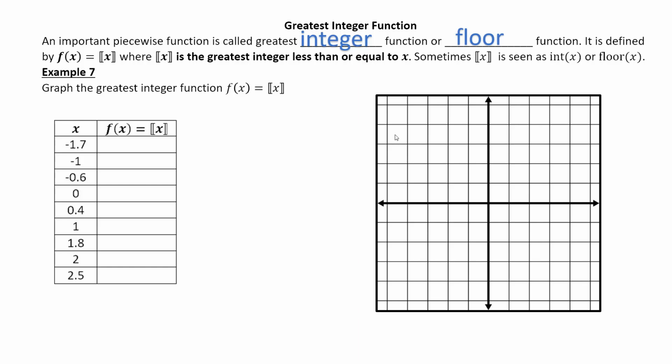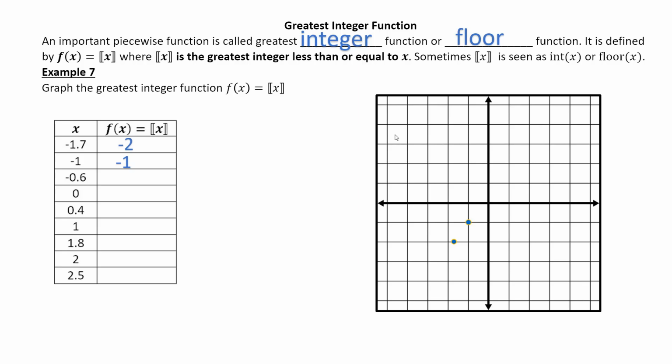So if x is -1.7, we'll just go ahead and graph some points. So when x is -1.7, we are looking for the greatest integer less than or equal to -1.7. And that's going to be -2. And so -1.7, -2 is on this graph. The greatest integer less than or equal to -1 is just -1. So the greatest integer function of an integer is that integer itself. So -1 is going to be on this graph.